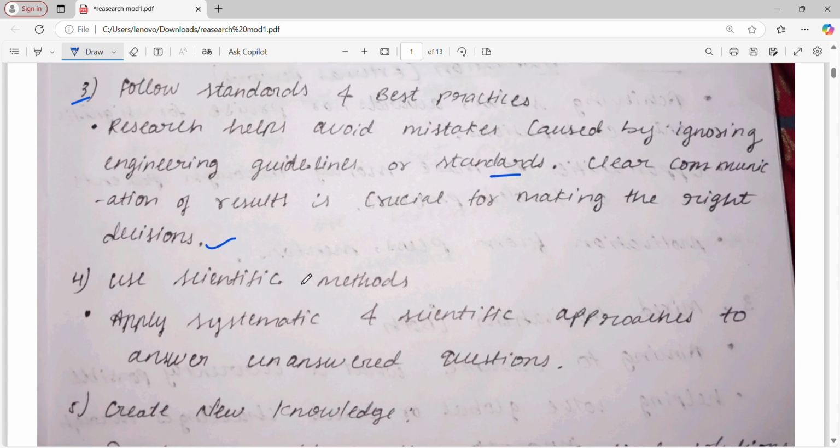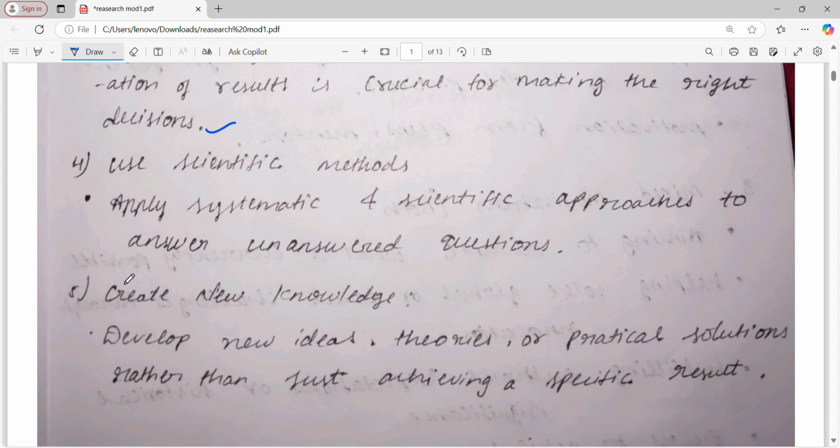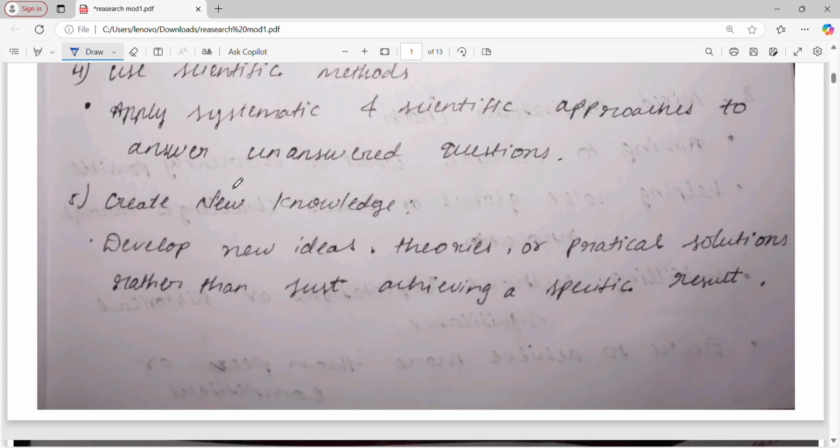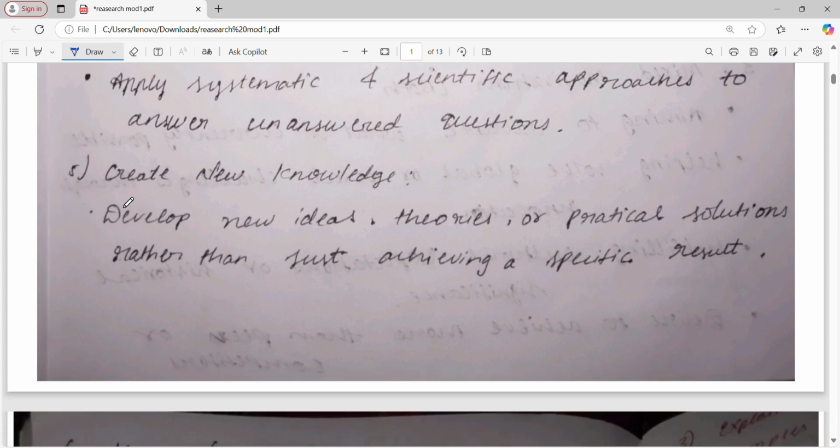The fourth one is to use scientific methods. In research we should apply systematic and scientific approaches to answer unanswered questions. The fifth one is to create new knowledge: develop new ideas, theories, or practical solutions rather than just achieving a specific result.